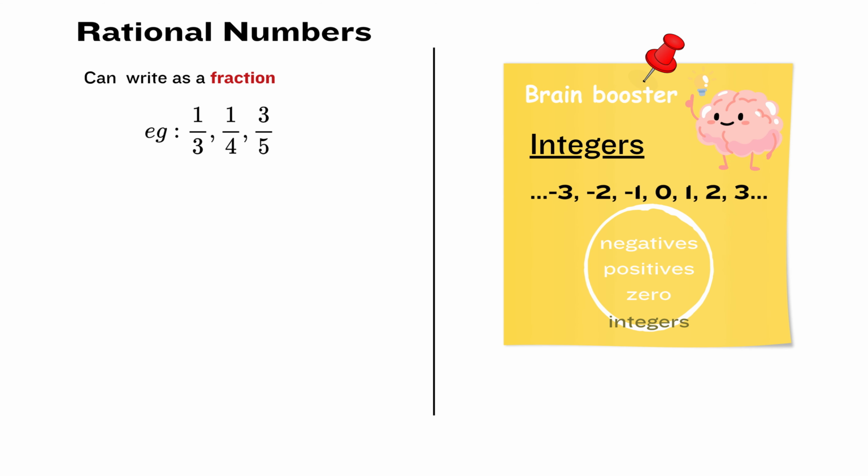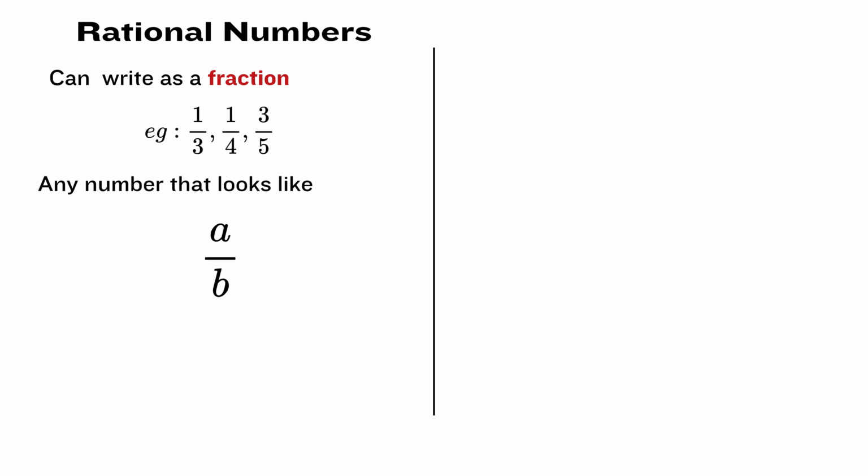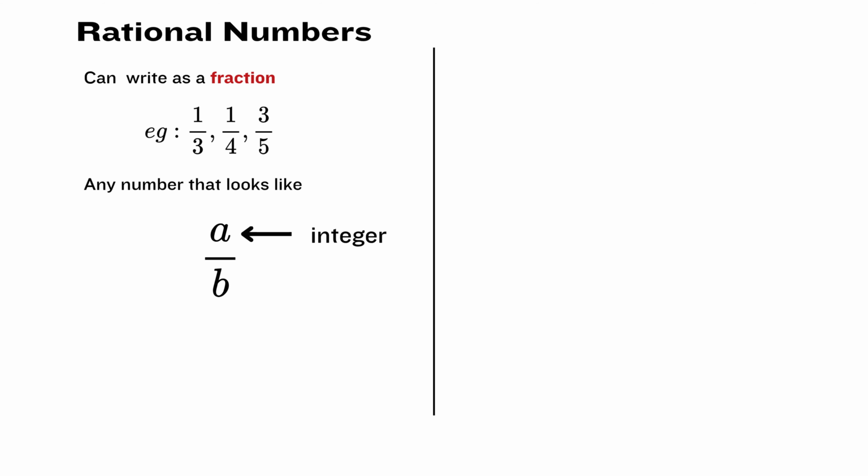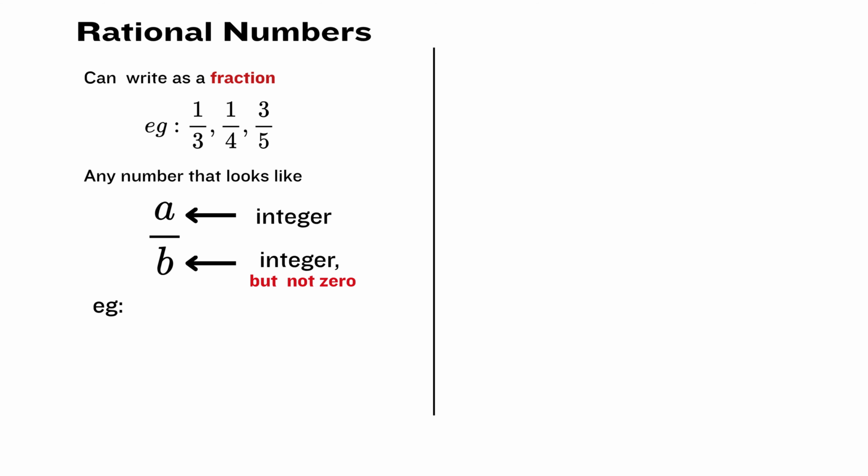Rational numbers. Any number you can write as a fraction is rational. A ratio of 2 integers? That's rational. As we discussed, integers can be positive, negative or 0. So a ratio of 2 integers means any number that looks like A over B, where A is an integer, B is an integer too, but B is not equal to 0. Following are some examples for rational numbers.